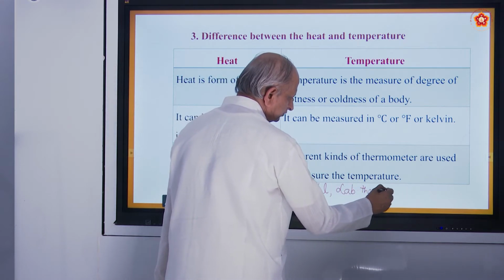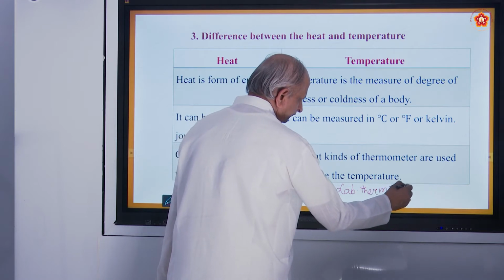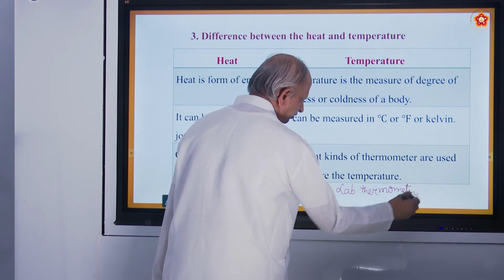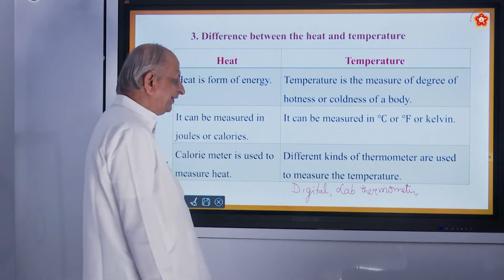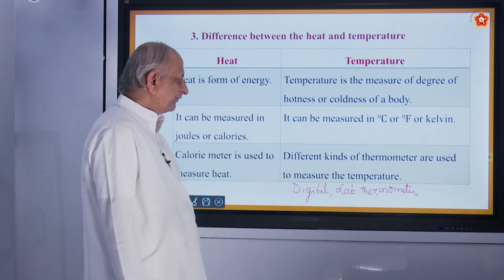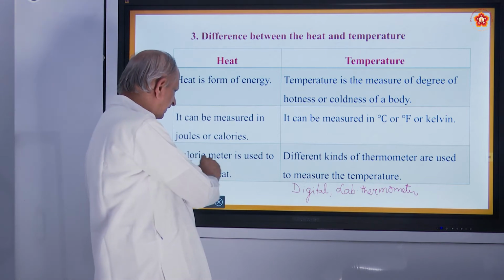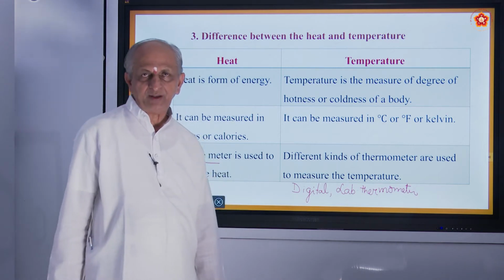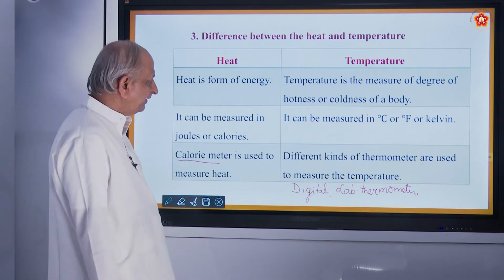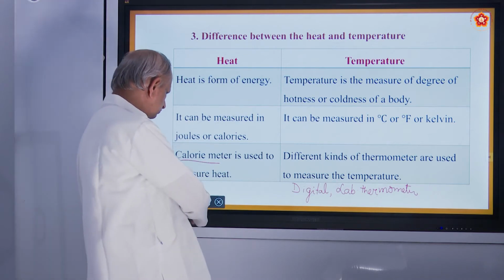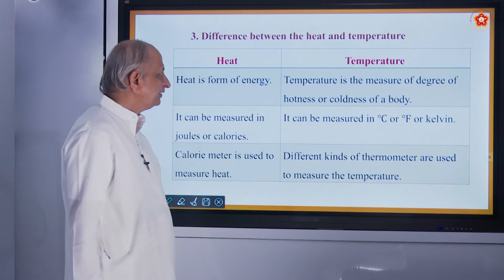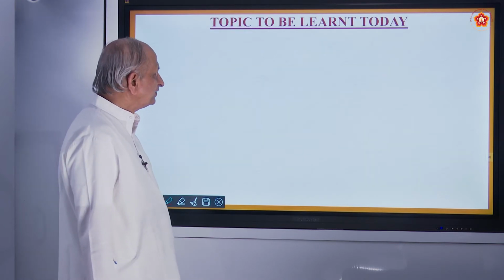Also you have heard about the clinical thermometer and so on. So there are different kinds of thermometers. And in case of heat, it is the calorimeter, which you are going to study in the future class, especially PU. So these are the differences between heat and temperature.